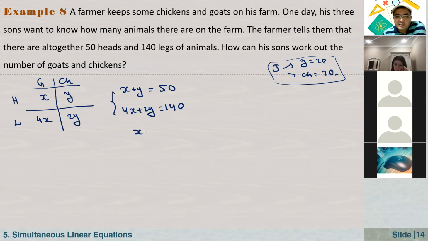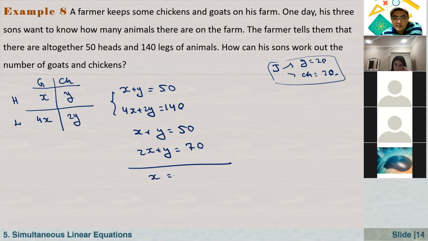Now, if you divide the second equation by 2 or multiply both sides by 1 over 2, what do we have here? 2x plus y is equal to 70. Now, subtract the first equation from the second one. 2 minus 1, it is x. 70 minus 50, it is 20. If x plus y equals 50, x equals 20, y should be equal to 30.